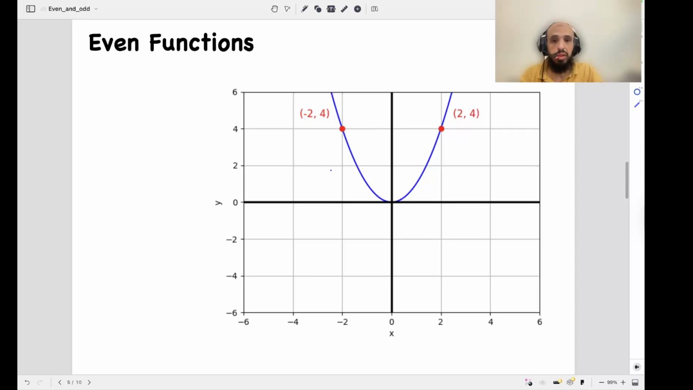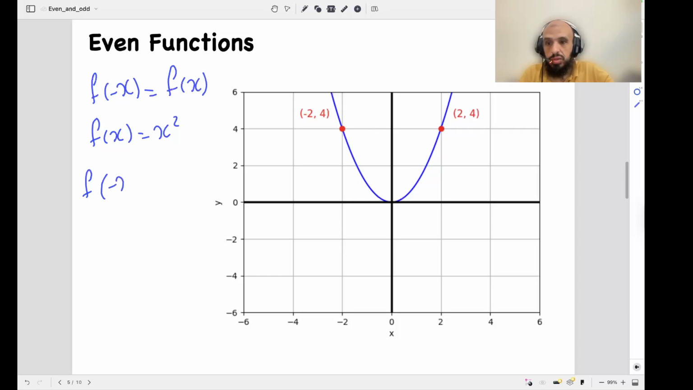So now let's talk about even functions. For an even function, if f of negative x is equal to f of x, then this is called an even function. For example, here we have the curve of f of x equals x squared. So we replace every x with negative x. Let's find the y value of f of negative x. f of negative x equals negative x all squared, which is equal to x squared again, and this is equal to f of x.